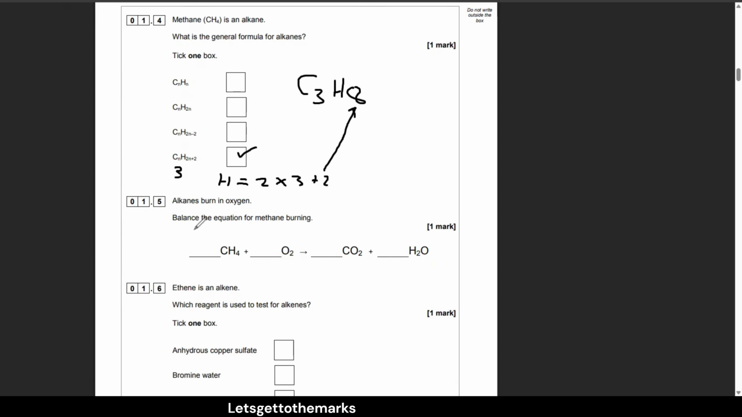Okay, alkanes burn in oxygen. Balance the equation for methane burning. Why don't you grab a pen, grab some paper, have a go at this one, and I'll go through the explanation. Okay, here we go.